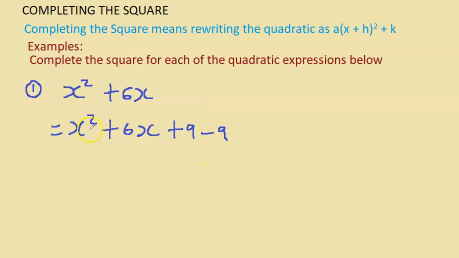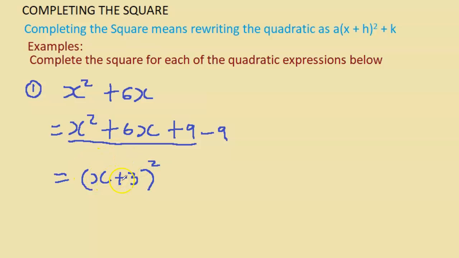Because remember, you are rewriting x squared plus 6x. So when you finish your expression, you must end up with x squared plus 6x. But we add and subtract 9 because this section is what we call a perfect square. What is the square? The x, and then you half the 6, we have 3. So this part is x plus 3 all square.